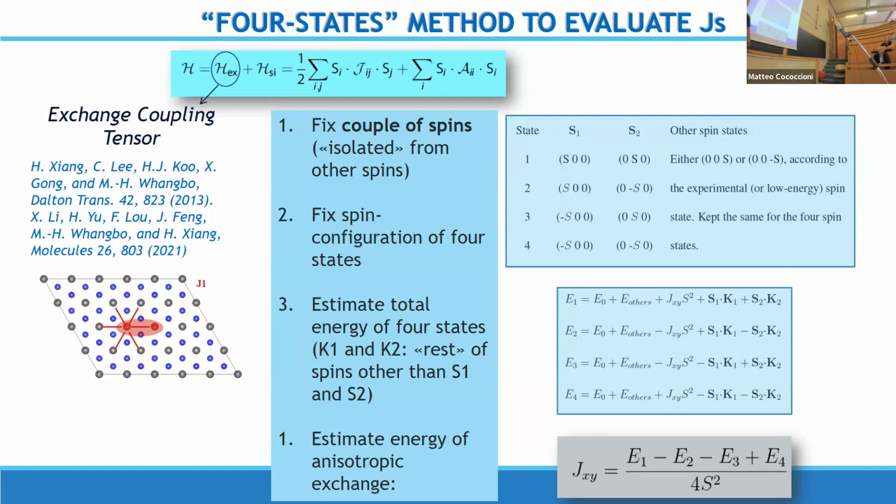This is a bit technical. You can do it with the so-called four-state method, which requires a supercell. I don't think that matters, but you can estimate it. Of course, including spin-orbit coupling it is a delicate calculation, but it can be done. And so this we did.